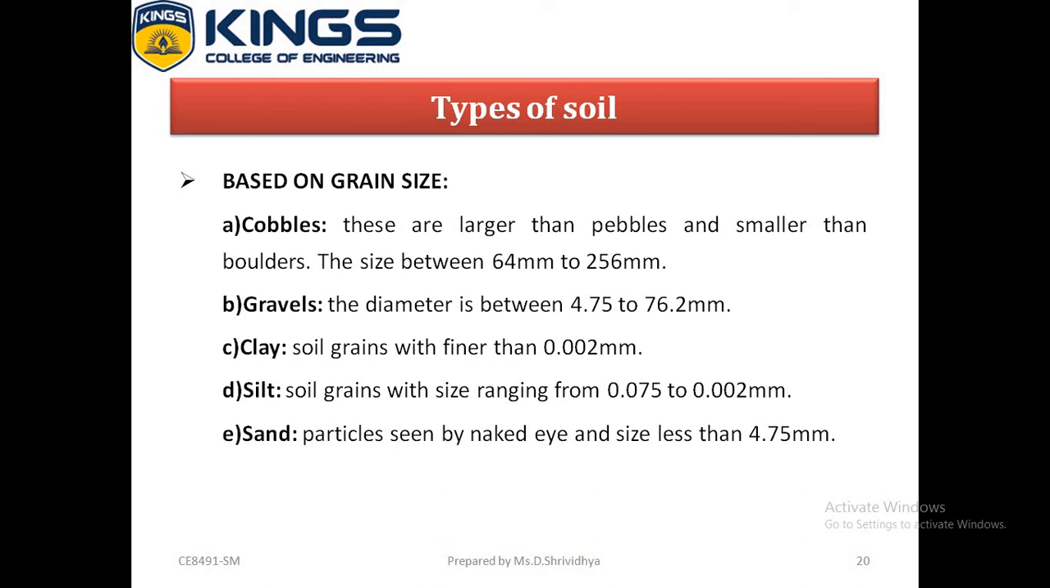Cobbles are larger than pebbles and smaller than boulders, with a size between 64 mm to 256 mm. Gravels have a diameter between 4.75 to 76.2 mm. Clay is soil grains finer than 0.002 mm. Silt is soil grains with size ranging from 0.075 to 0.002 mm. Sand is particles seen by the naked eye, with size less than 4.75 mm.